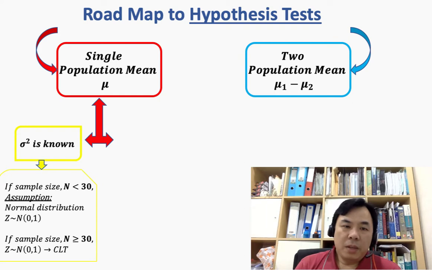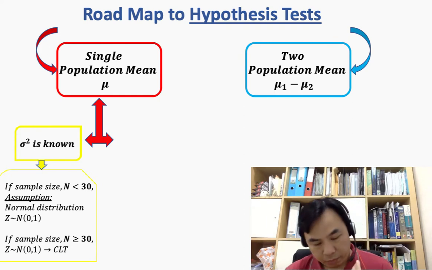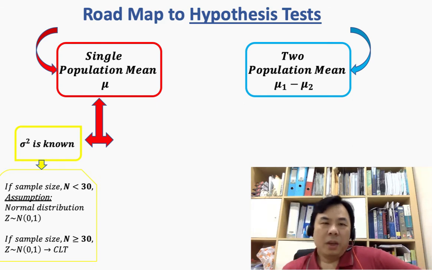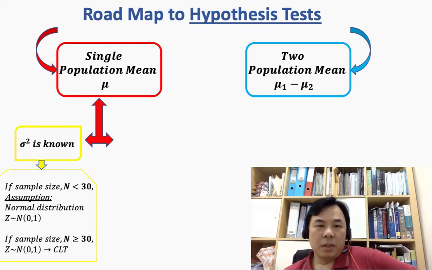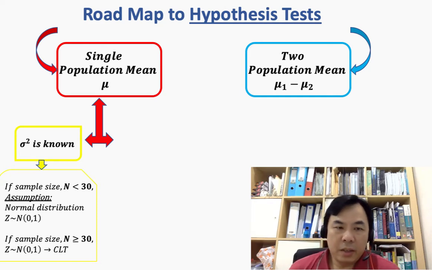If the sample size is greater than or equal to 30, yes, by all means, based on the central limit theorem, it is stated that the sample mean distribution must be normally distributed. For the first one, for sample size that is less than 30, you have to assume that it is normally distributed, or else we don't have a predefined model for us to carry out our analysis.